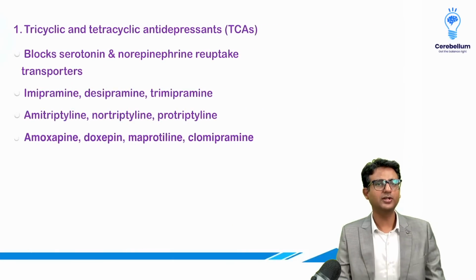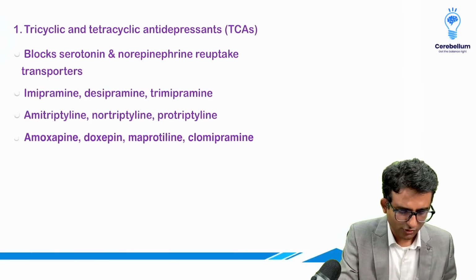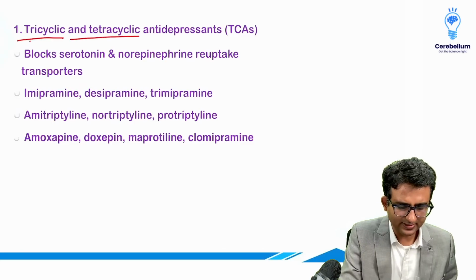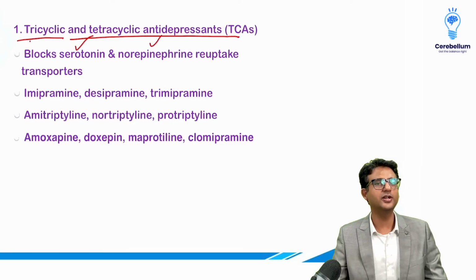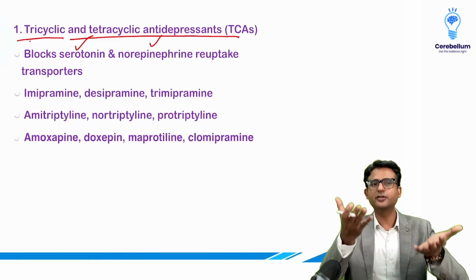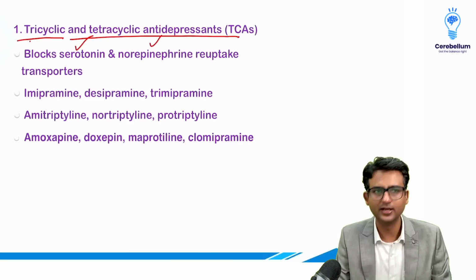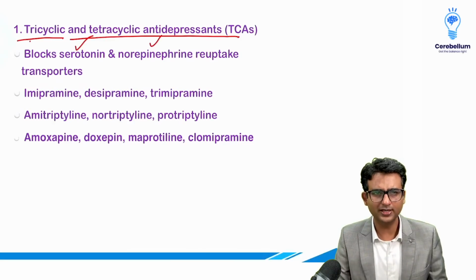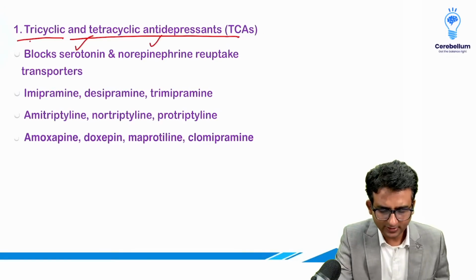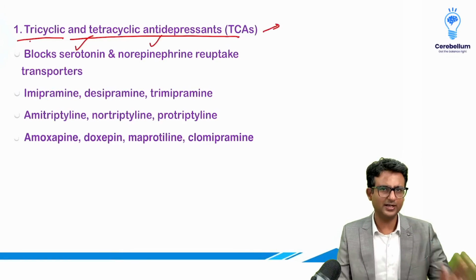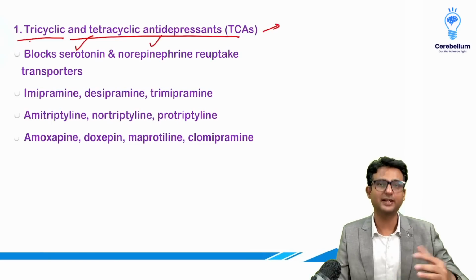So let's talk about the antidepressants first. The first class is tricyclic and tetracyclic antidepressants, which block the reuptake of both serotonin and norepinephrine and increase the levels of both. Nowadays they are not really used routinely, but they are very important as far as exams are concerned. Why are they not used routinely nowadays? They are good medications, but they cause a lot of side effects.